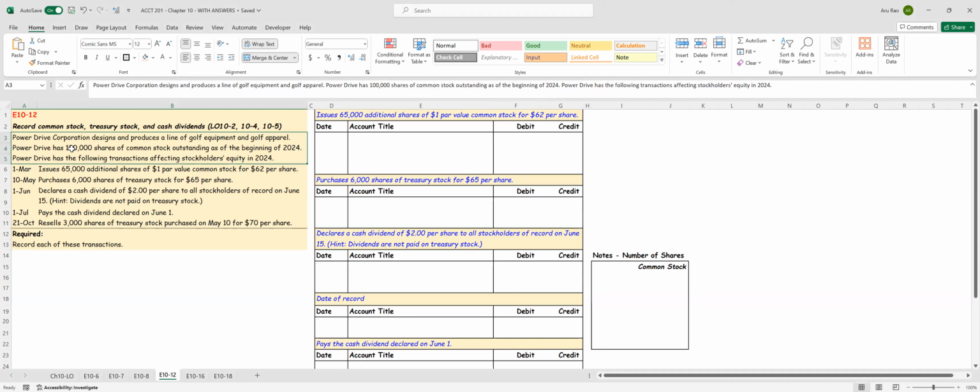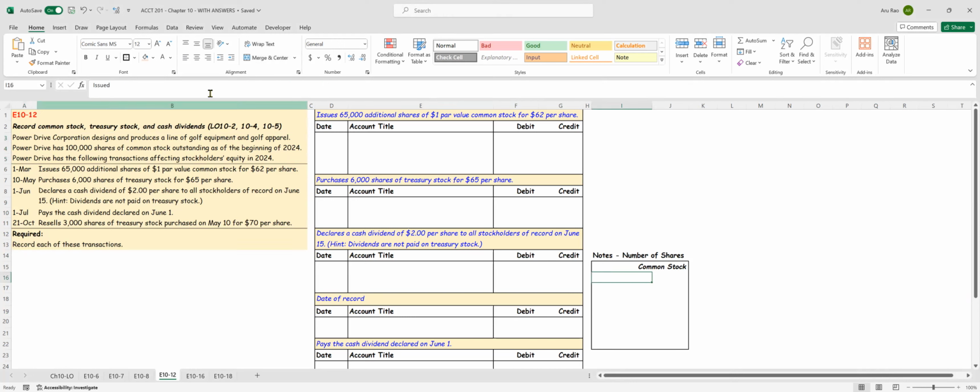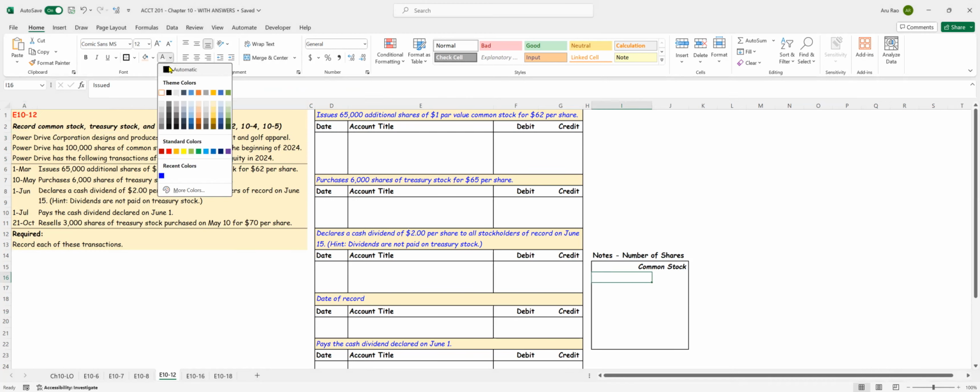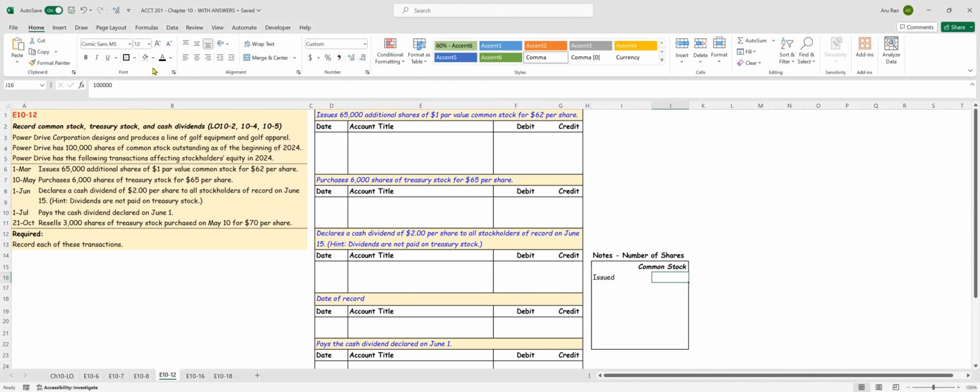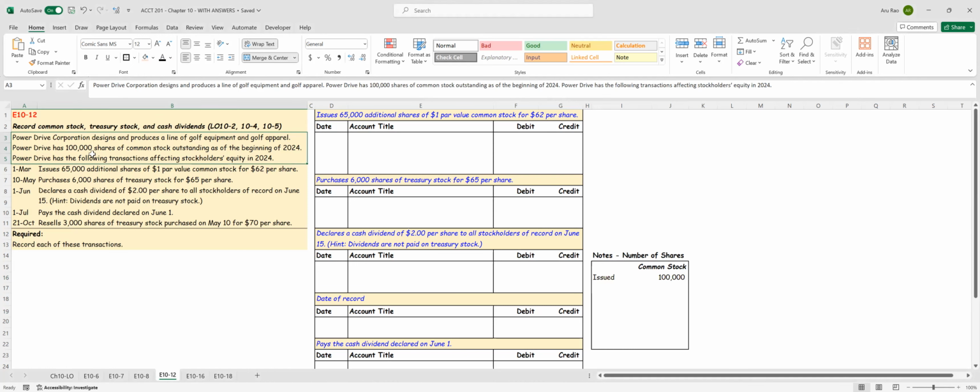So we have PowerDrive Corporation that designs and produces a line of golf equipment and golf apparel. They have 100,000 shares of common stock outstanding at the beginning of 2024. So the common shares that we have outstanding at the beginning of the year, sorry, not 10,000, 100,000 shares. These were already issued and outstanding.